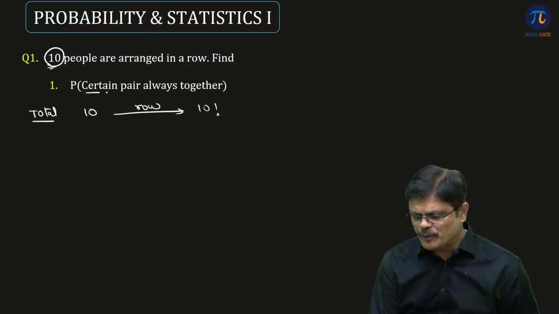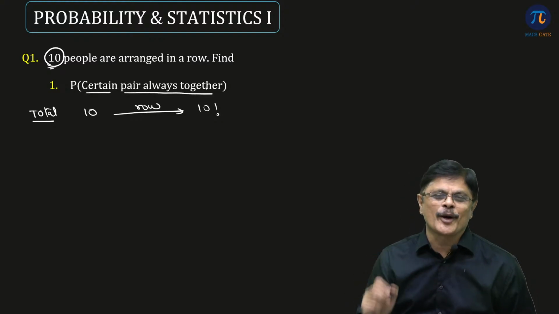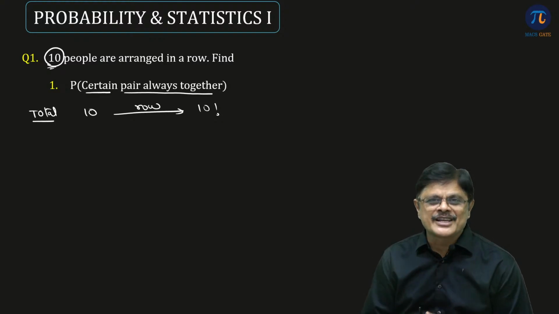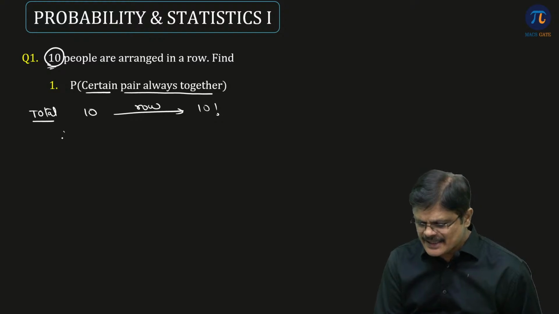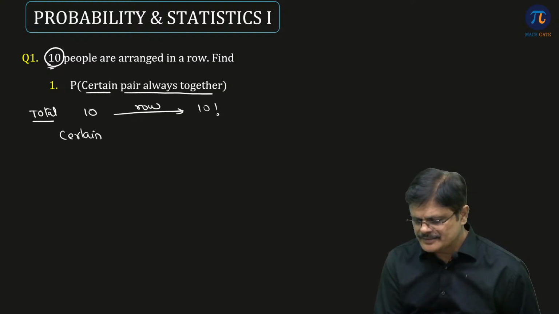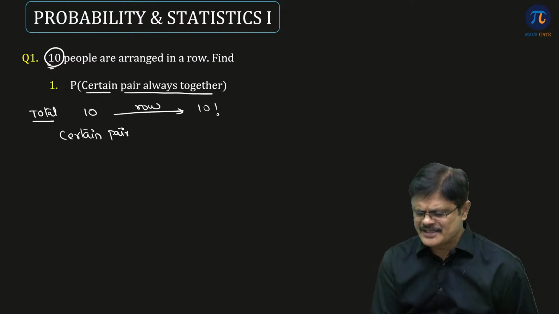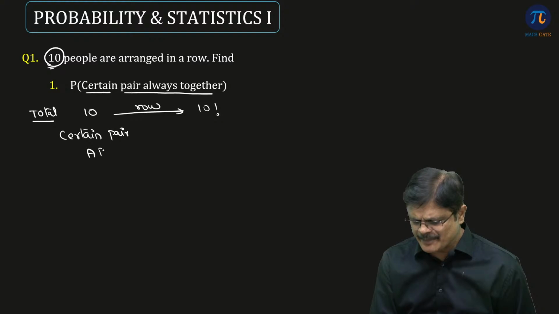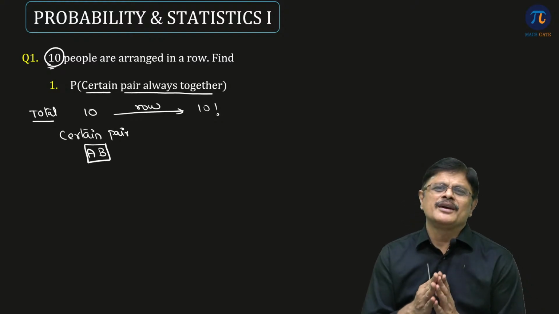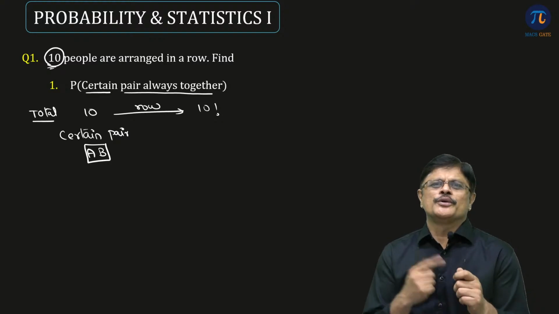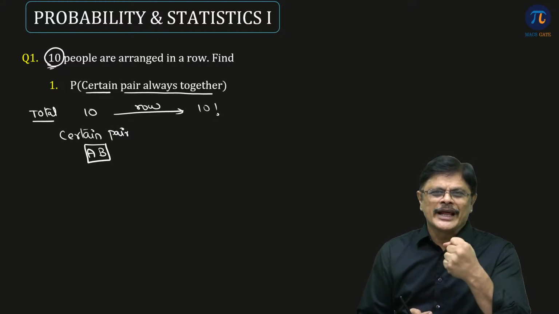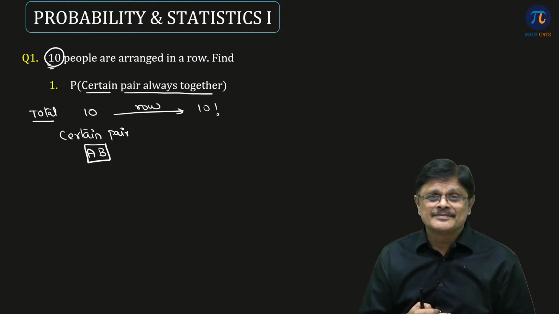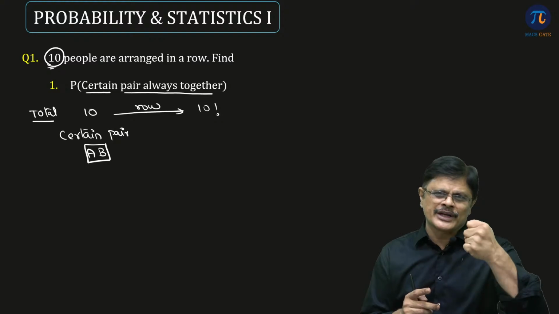Now suppose I put some condition. What is the probability that a certain pair is always together? So when you say a certain pair, it's like a fixed pair. That is 2 members fixed. Let us call that particular pair AB. So you want these to be always together. So what do you do? You tie them together. So they are like one unit. So this one unit and how many remaining fellows? Because total 10, these two are together, so it is 1 and remaining 8.